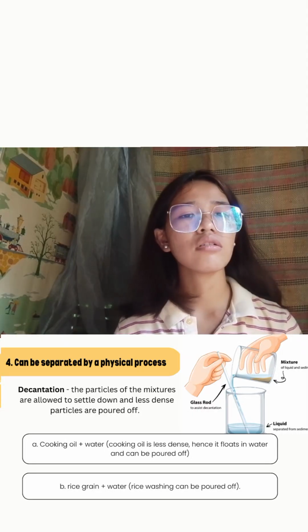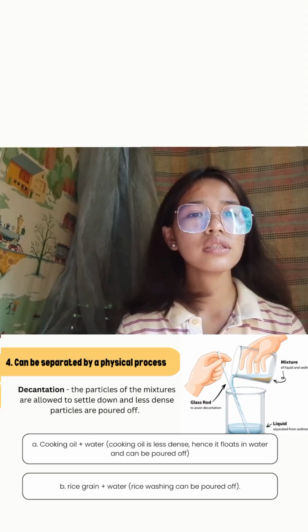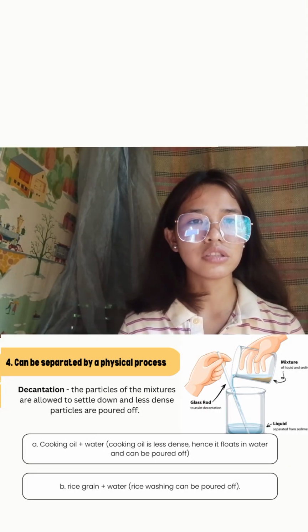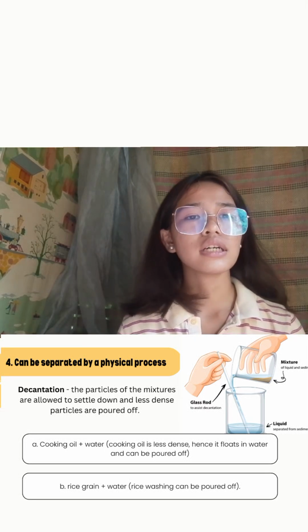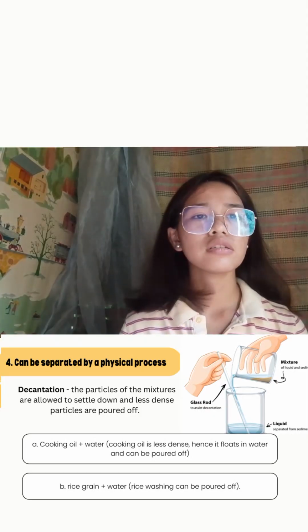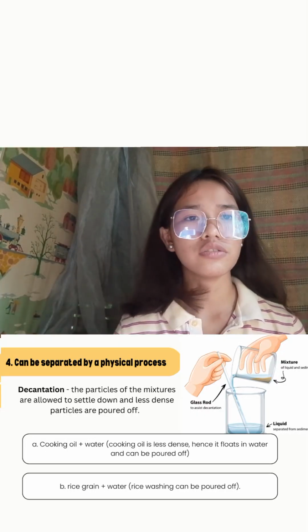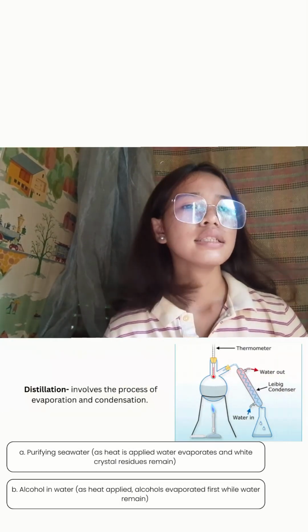So, the same with the cooking oil and water. If you let it settle down, the cooking oil will float on the water. Decantation is the process where the particles of a mixture are allowed to settle down, and the less dense part is poured off.